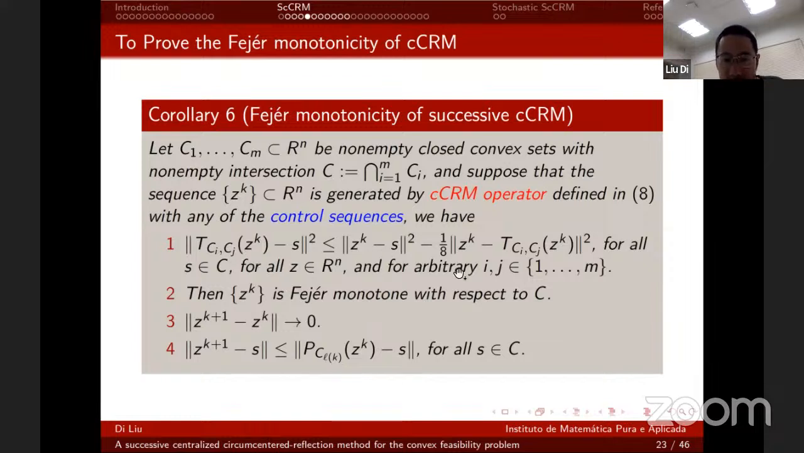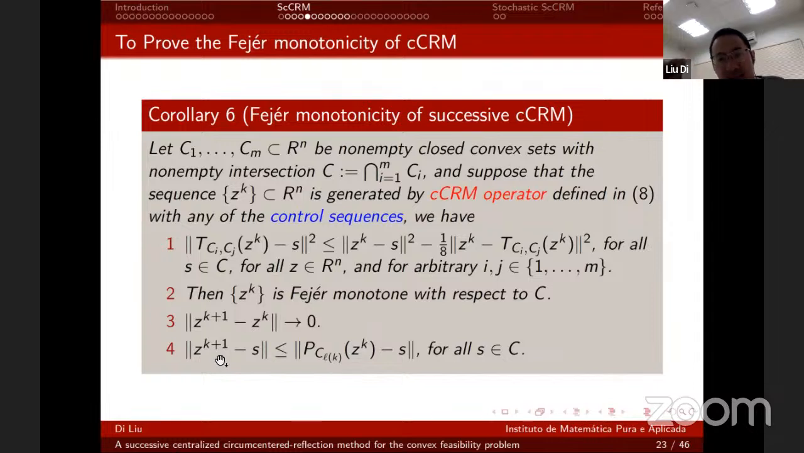So we get this property very easily from the previous one, and then we can get the sequence is Fejér monotone. Just eliminate this term. So the sequence is Fejér monotone with respect to C, the intersection of all sets, and then we can also get the distance between z_{k+1} minus z_k approaches 0, which is quite important to our result. And then we can also prove this result.